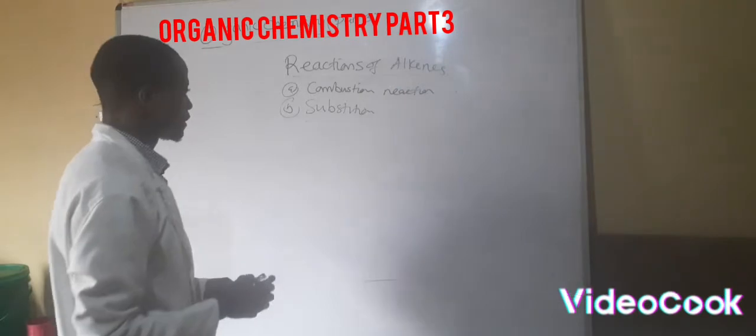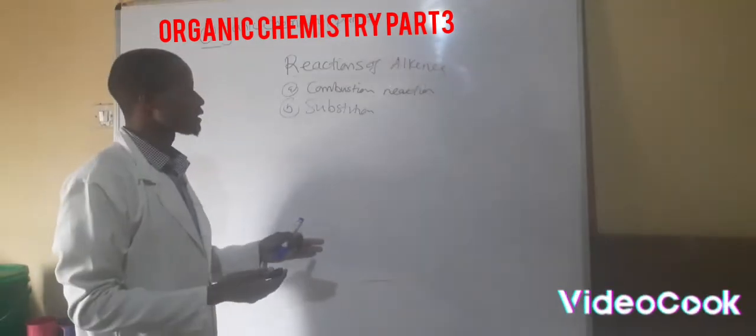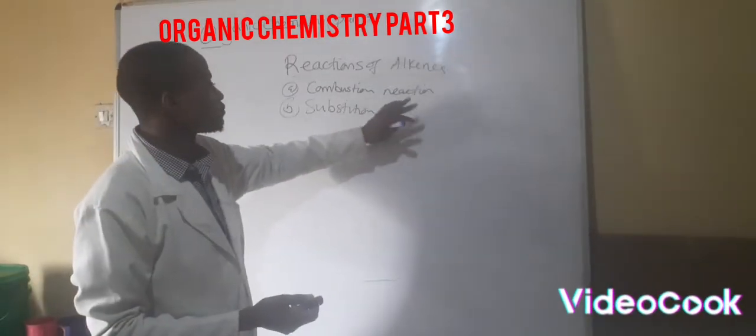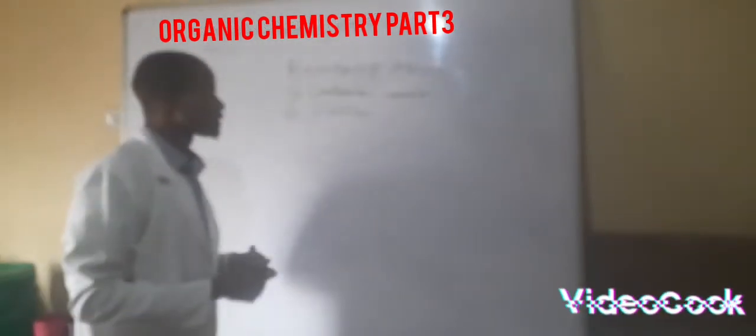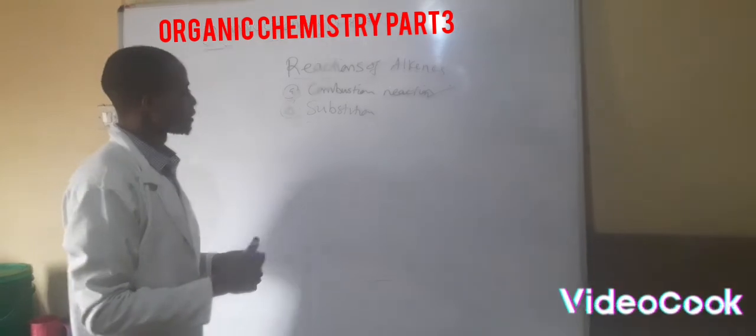Combustion reaction, as I defined it in the previous video, is the burning of fuel. Remember, all organic compounds make what is called fuel. They burn with oxygen to produce carbon dioxide and water. Even these alkenes react with oxygen to produce carbon dioxide and water, that is in a complete combustion. Then in an incomplete combustion, they produce carbon monoxide and water. So this one is the same as what we did in the previous video. We'll focus on a substitution reaction. Not substitution reaction, it's addition reaction. Alkene undergoes what is called the addition reaction.